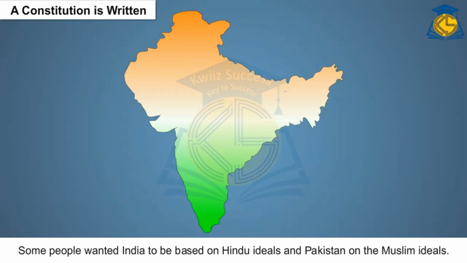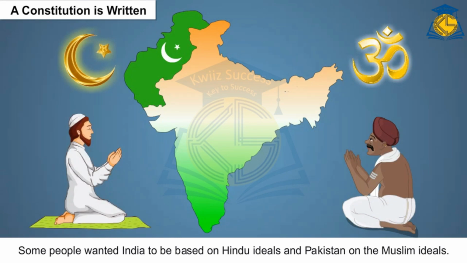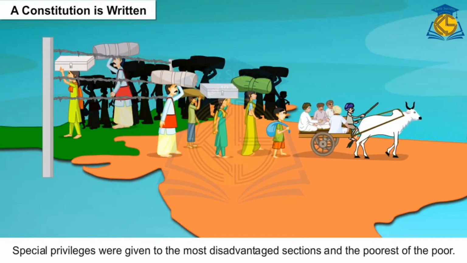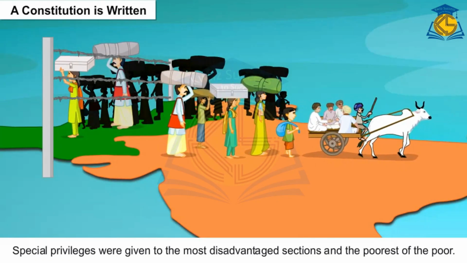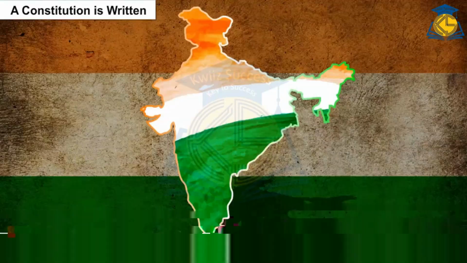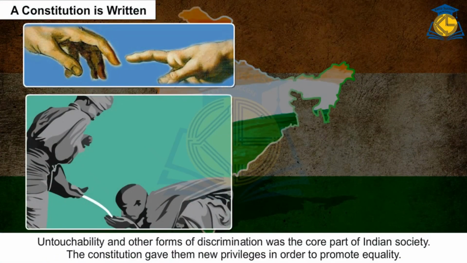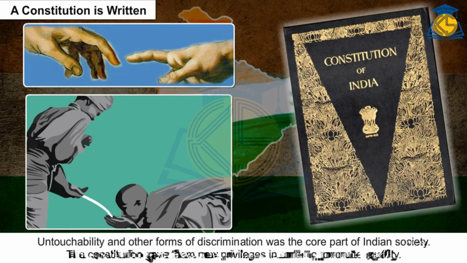Some people wanted India to be based on Hindu ideals and Pakistan on Muslim ideals. Special privileges were given to the most disadvantaged sections and the poorest of the poor. Untouchability and other forms of discrimination were a core part of Indian society. The Constitution gave them new privileges in order to promote equality.